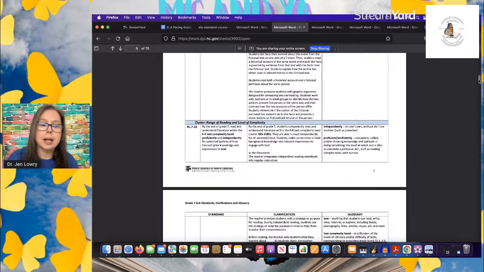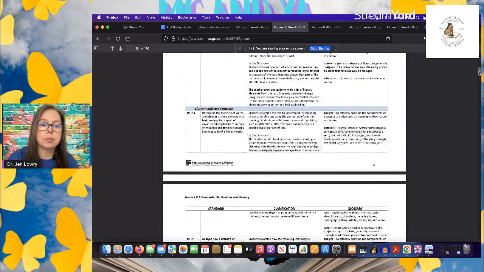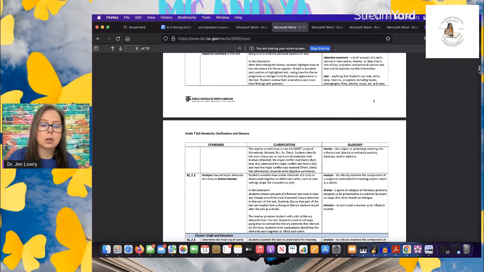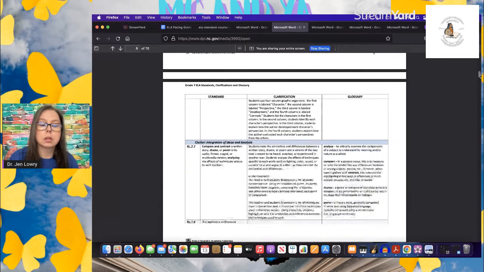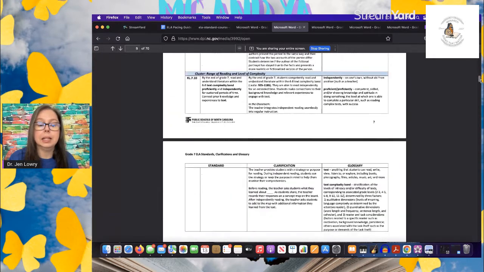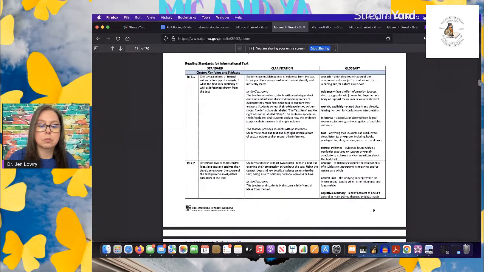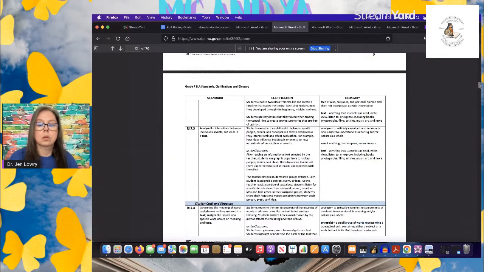And let's just scroll back up because I want to show you the connection here. Analyze how particular elements of a story or drama interact. So we're talking about interactions made in novel work to interactions made in nonfiction. So once you get hold of all of your standards, when you're planning lessons, activities, assessments, this is a great foundation for you to go back and just grab hold of these.